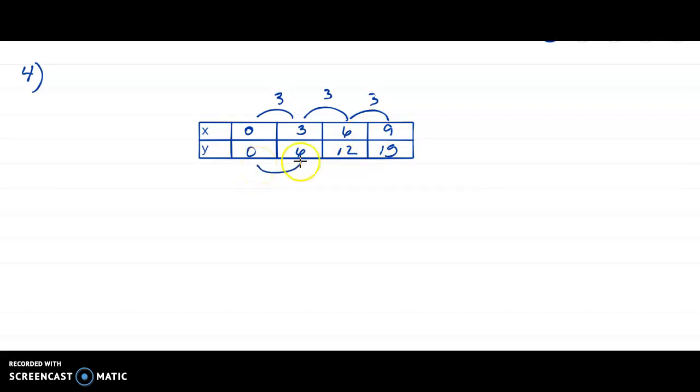Down here, our y numbers went from 0 to 6, so I'm adding 6. 6 plus 6 is 12. I added another 6. And 12 plus 3 is 15. So this is not proportional because these didn't increase by the same amount each time. So this is not proportional.